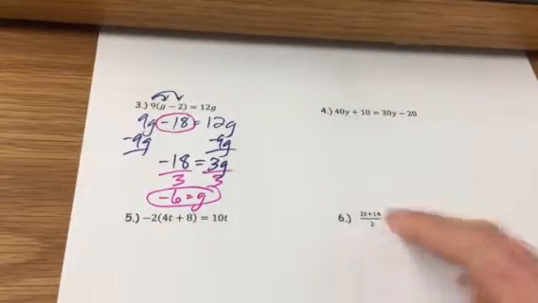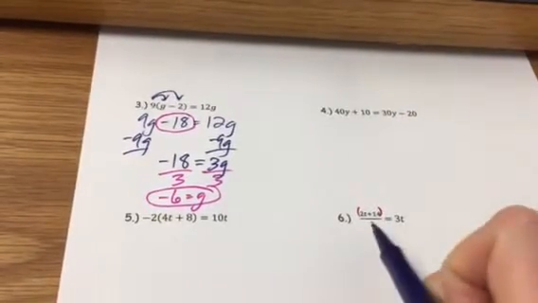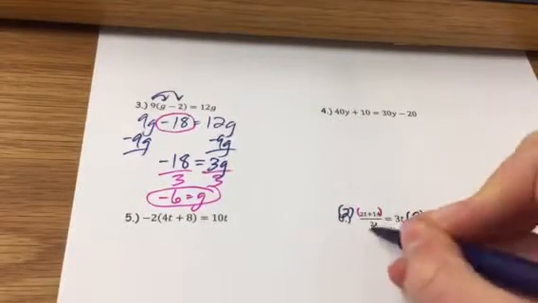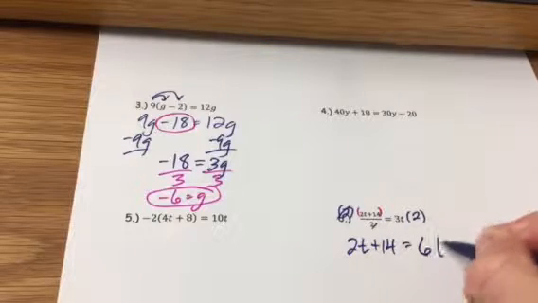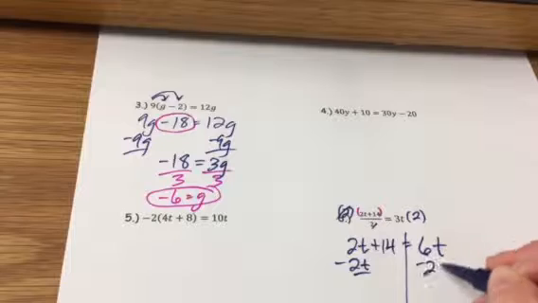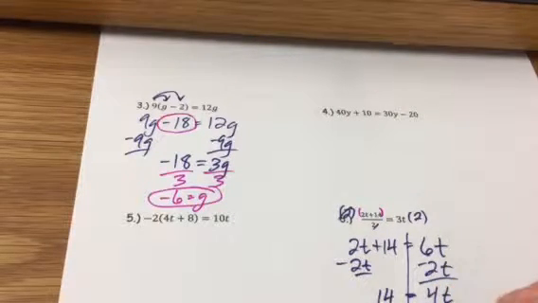Let's go ahead and take a look at number 6. Remember, this is a grouping symbol, so I like to get rid of the division first. So I'm going to get rid of division by multiplying. Boop, boop, that cancels out. We're left with 2t plus 14 equals 6t. Subtract 2t's from both sides, and we get 4t equals 14. Divide by 4. This is going to be a mixed number because 14 is not divisible by 4.